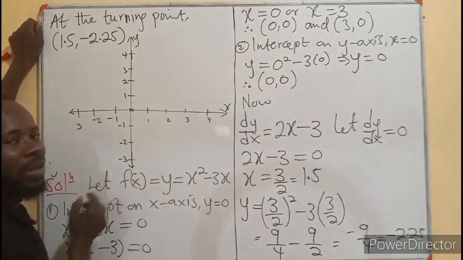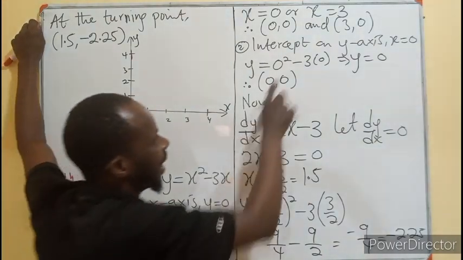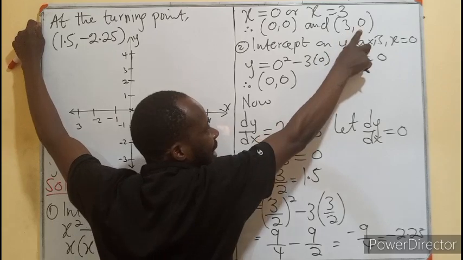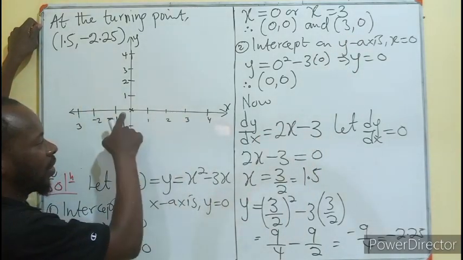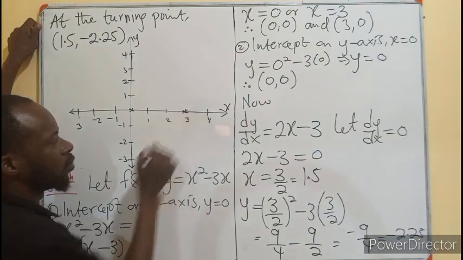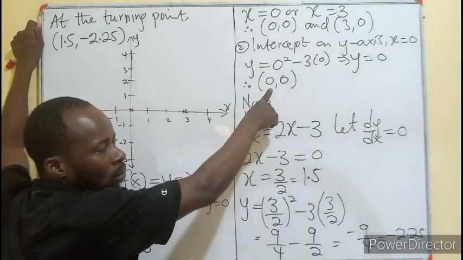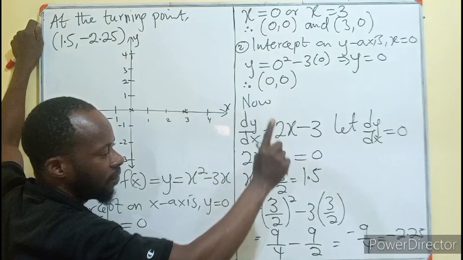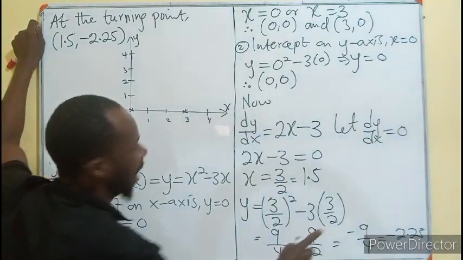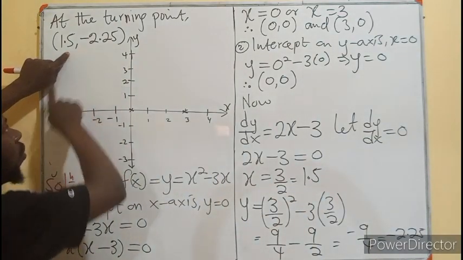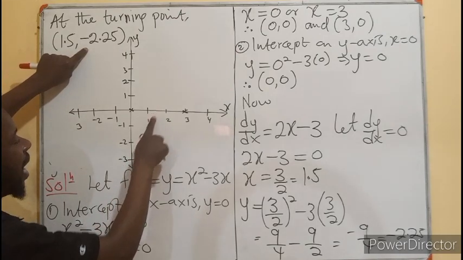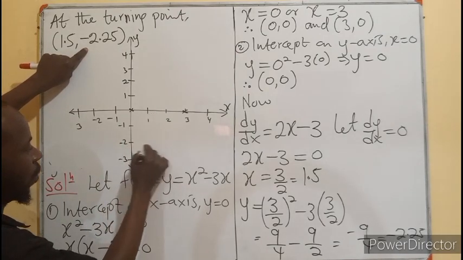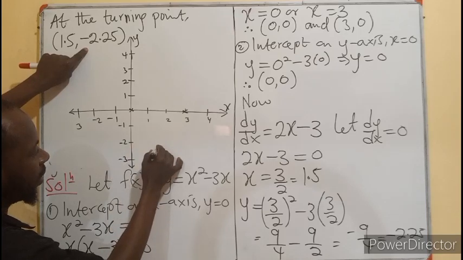So we know the point is going to be there. The second intercept is 3 on the x-axis, then 0 on the y-axis. So we know it's going to be here. The third is also this. But we are looking for the turning point. Where will the graph be turning? This is the turning point. So 1.5 on the x-axis, and a negative 2.25. So negative 2.25 will be here.